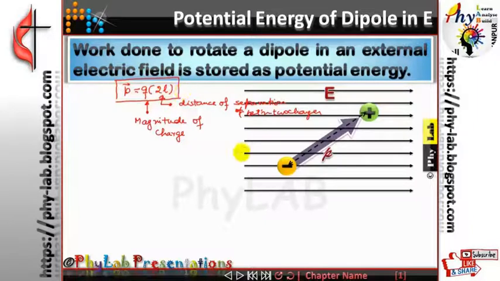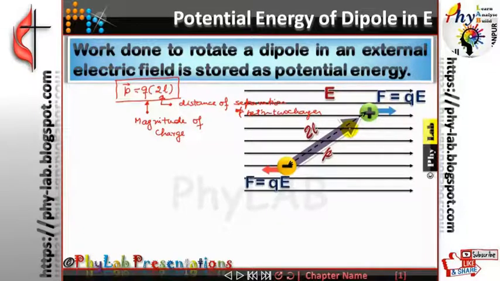So friends, every dipole is defined in terms of this dipole moment, and as I told you, the dipole moment is a vector quantity, so its direction is from the negative charge to the positive charge. Now whenever a dipole is placed in an electric field, it experiences a force. The force experienced by any charge in an electric field is QE. So this is force QE on the positive charge, and this is force QE on the negative charge.